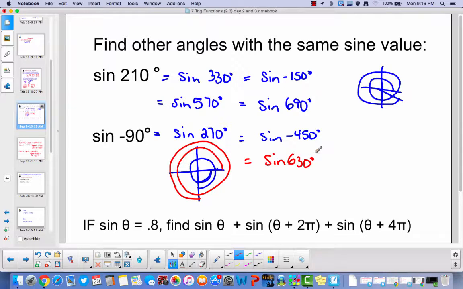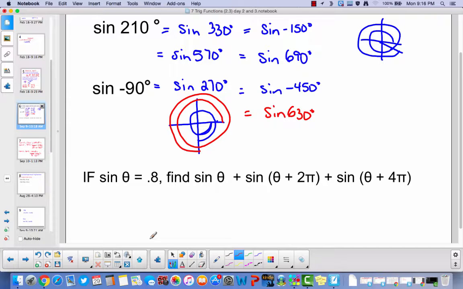Okay? Now, I want you to think about this problem here, and I want you to talk to your side partner about that. What are we doing each time we're going around the circle? So if the sine of theta is equal to 0.8, what is the sine of theta plus 2 pi? Think about where that takes you. Plus the sine of theta plus 4 pi. Think about where that takes you. Talk to your side partner about this problem, please.